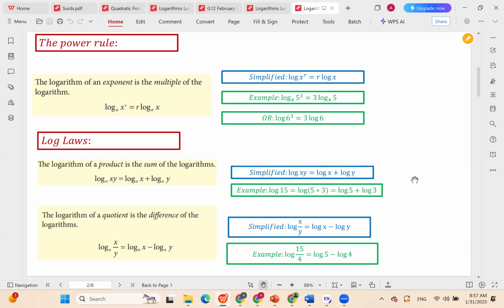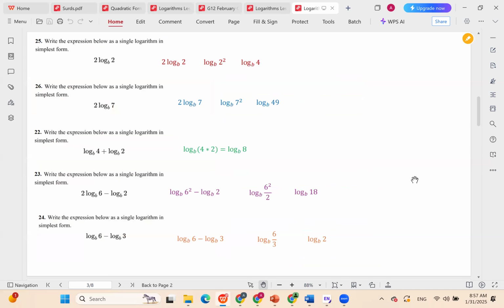Let's try some examples. Write the expression below as a single logarithm in simplest form. So in 25, we have 2 log base b 2. Now, just like the log kicks out the power, if we have a number outside of the log, we can remove it and put it inside as a power. So instead of 2 log 2, we have log base b 2 power 2, which is the same as log base b 4, because 2 power 2 is equal to 4.